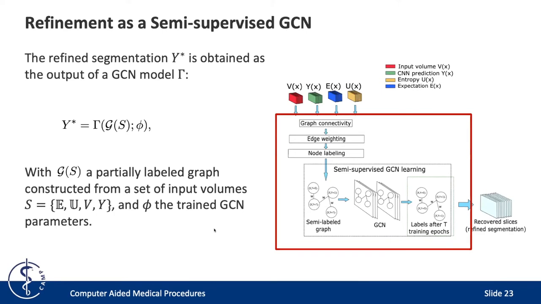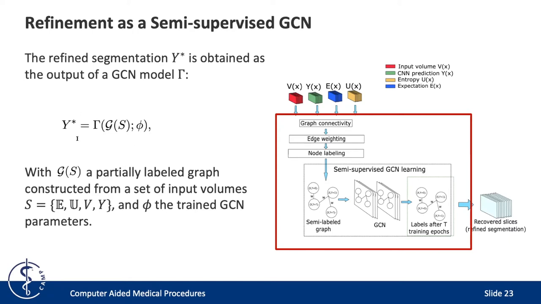Okay, so now we have all of these components here. We have the input and the prediction, we have computed the expectation, and also we have the uncertainty. We have the uncertainty map, and also we have the binarized uncertainty for this particular input. The next step is the graph refinement process that includes taking this information and formulating the problem as a graph learning problem.